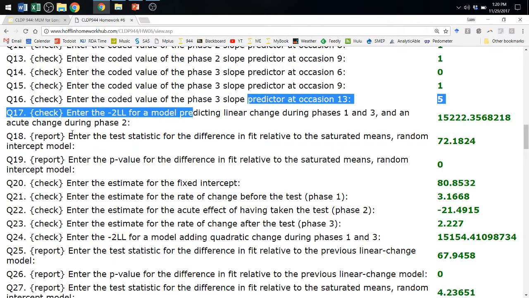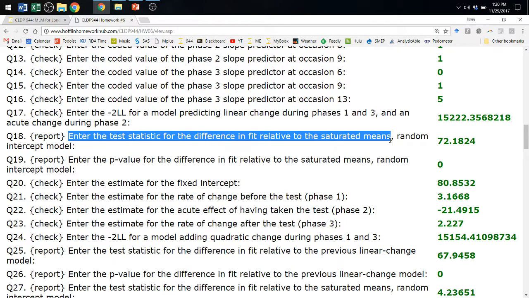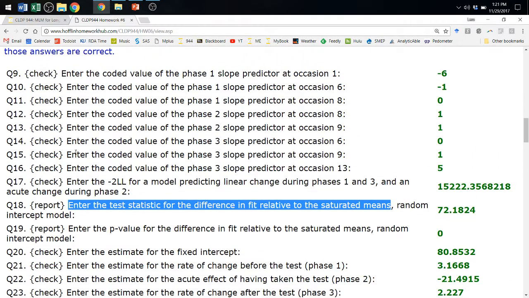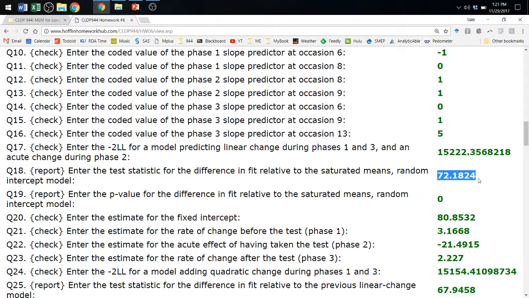linear change here, and then we have a test statistic for the difference in fit relative to the saturated means random intercept model. So the two models to be compared here, we have fixed linear random intercept versus saturated means random intercept. So they differ in their model for the means and their fixed effects. Because I had you use maximum likelihood, you can do that with a -2 log likelihood comparison. Had you been in REML, you could have done that with a contrast statement. That's the trick where you add in session as a main effect, and you can get all the missing degrees of freedom. And then you would have, here's your -2 log likelihood difference and a p-value that goes with it.